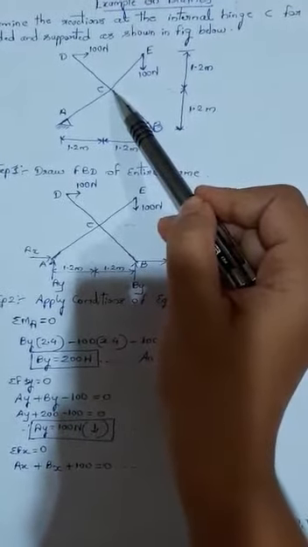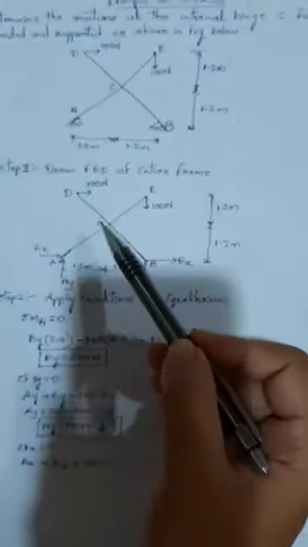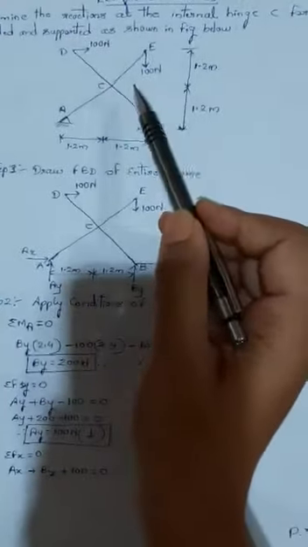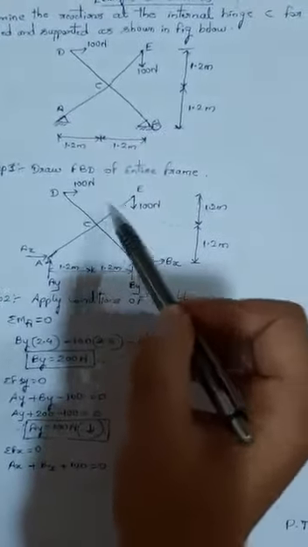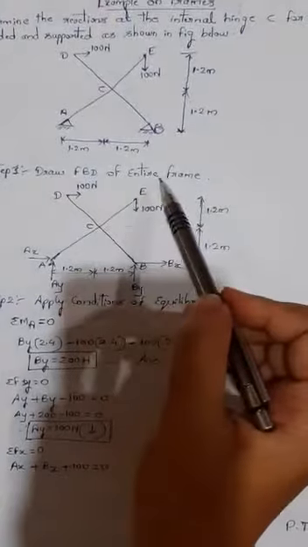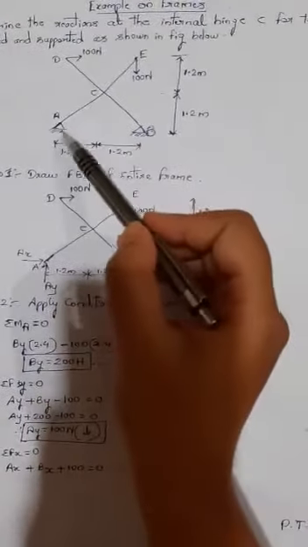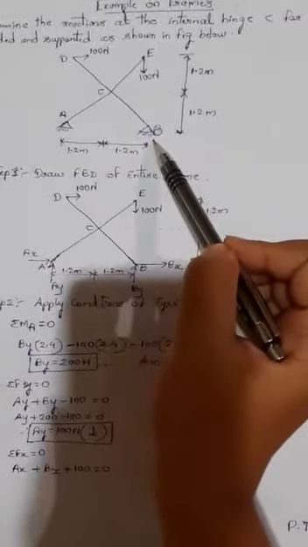So as we discussed in the previous lecture, what will be our step number 1? In step number 1, we have to consider the entire frame together. So considering the entire frame, in step number 1, I will draw the free body diagram. In the free body diagram, what do you have to show? Wherever there are supports, there are reactions.